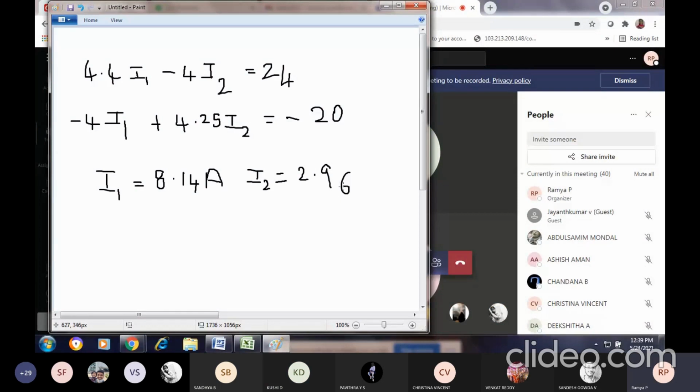Now, can you just tell me the voltage across the load? Someone asked me this particular question, but I don't know the name of that person. I'm getting 8.14 amperes and 2.96 amperes. I have shared some exercise problems from the textbook. It consists of 8 questions, and they have given the answers there. I gave those questions last week.